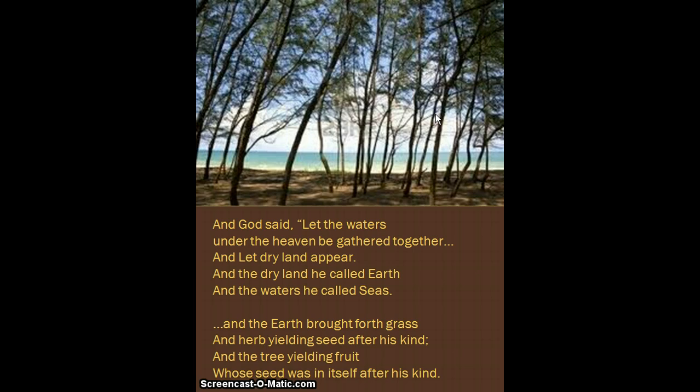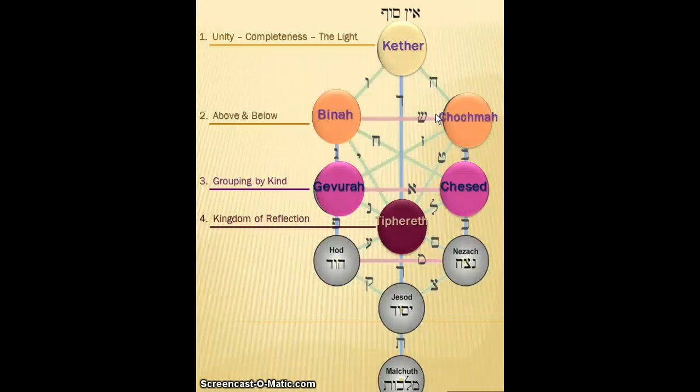And the earth brought forth grass, and herb yielding seed after its kind, and the tree yielding fruit after its kind, whose seed was in itself after his kind. And so there is this division that's going on, the grouping. But the grouping keeps going. It keeps going down and down, and goes on forever. Because you can talk about trees, and then you can talk about a specific tree, and then you can talk about the cells in the tree, and you can keep drilling down and down and down and keep getting more and more specific.